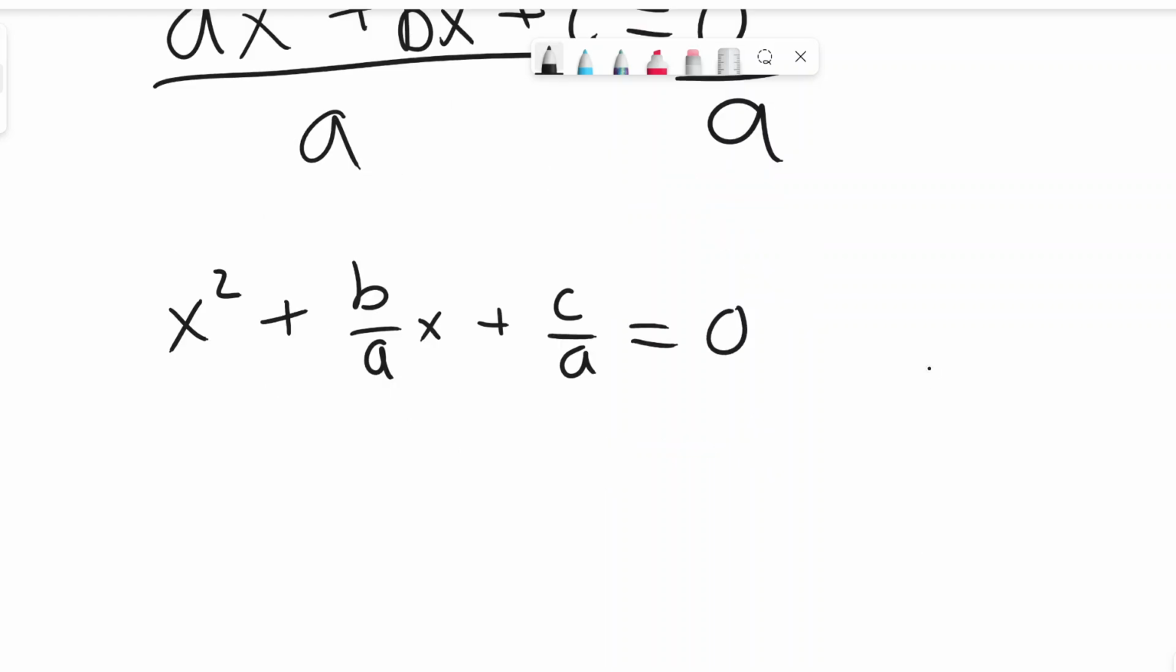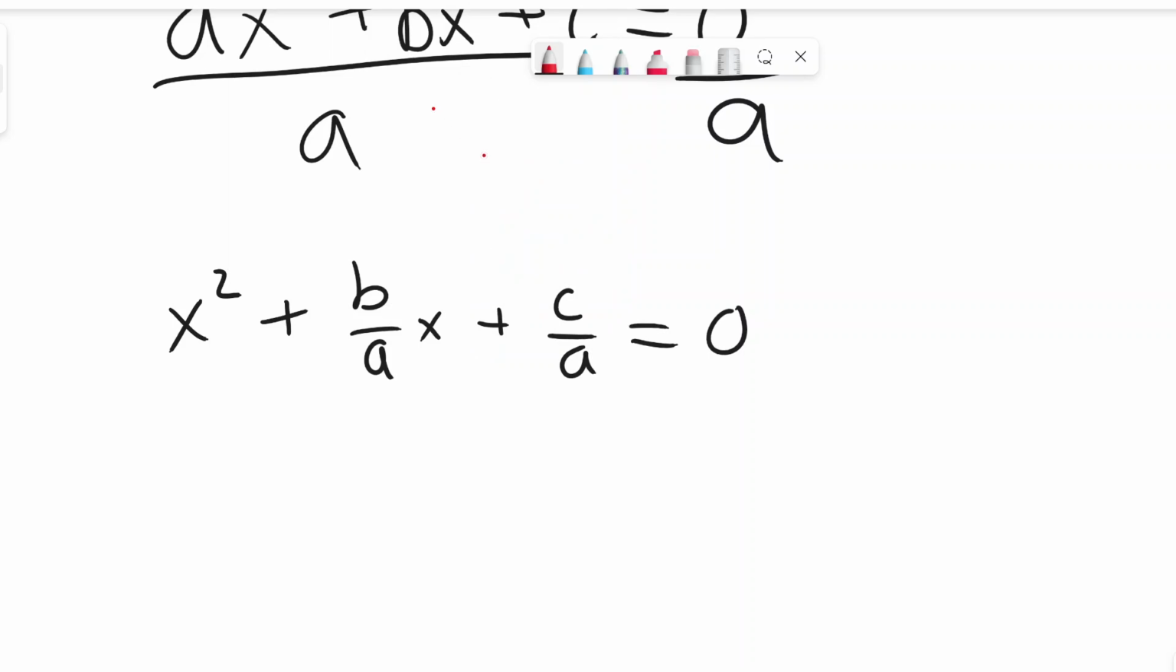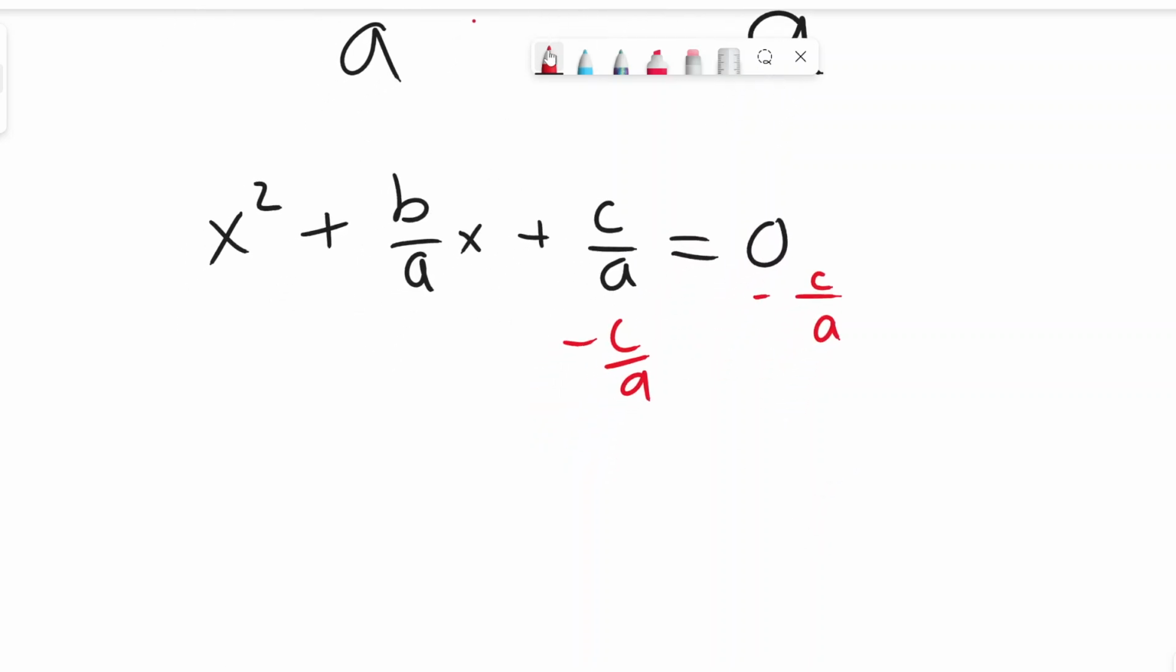Next, from there, we're going to subtract c over a from both sides. So we can do that right there. I'll put this in a different color to show the different operations going on. So minus c over a, and then what we have remaining is x squared plus b over a x equals negative c over a. So really there's nothing too difficult going on here.